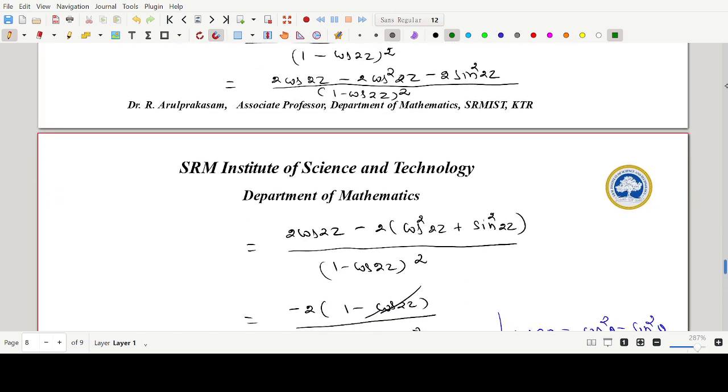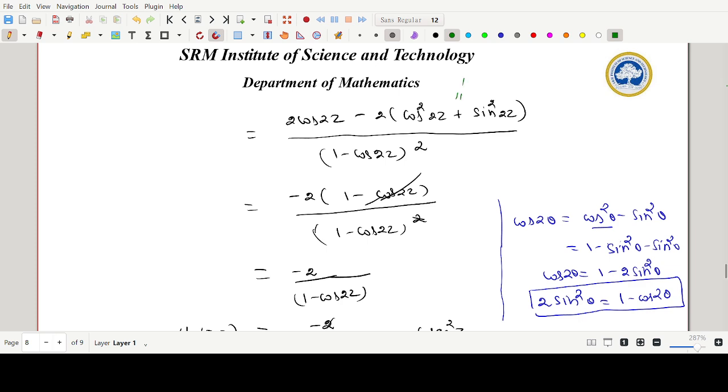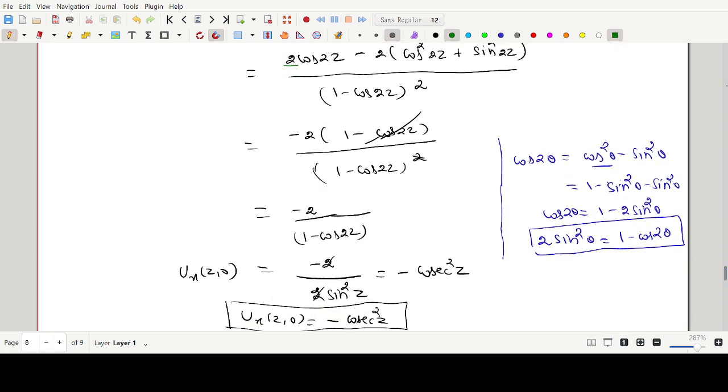Then I can simplify again. Taking minus 2 commonly outside: cos square 2z plus sin square 2z. You know this is a very standard trigonometric formula: cos square theta plus sin square theta value 1. So minus 2 common outside, and here I have 2 cos 2z, so minus 2 times 1 minus cos 2z. Numerator and denominator have 1 minus cos 2z whole square. I can cancel one part in the denominator and get minus 2 divided by 1 minus cos 2z.